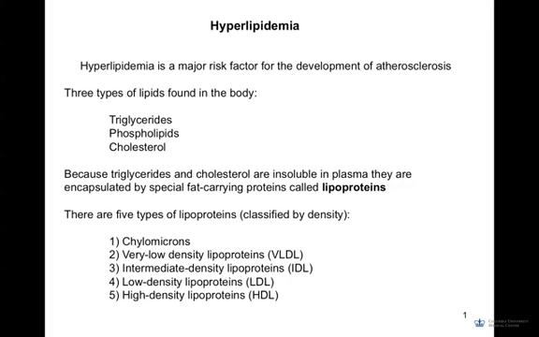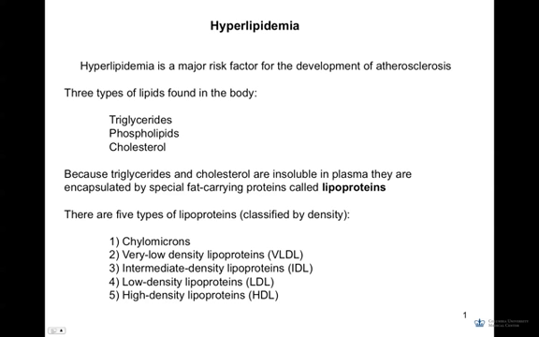Leading up to our discussion of blood vessel disorders, namely atherosclerosis of medium to large sized arteries in our body, we really need to talk first about hyperlipidemia, because hyperlipidemia is a major risk factor, one of the strongest risk factors for the development of atherosclerosis. So in order to understand how hyperlipidemia relates to atherosclerosis, we have to talk about how the body handles lipids in our body, and especially cholesterol.